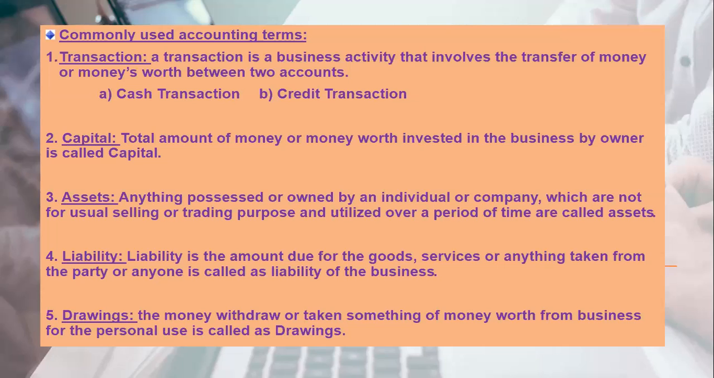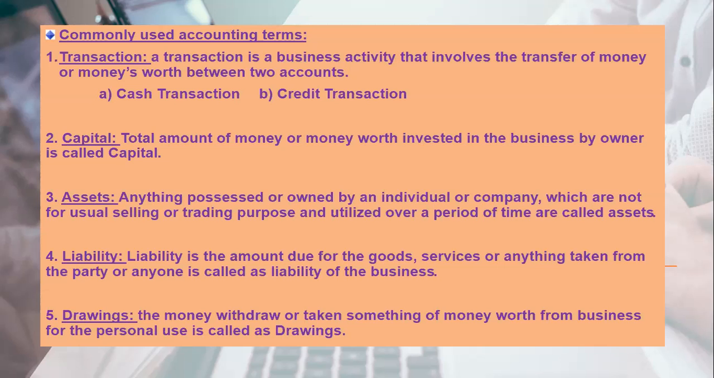Commonly used accounting terms. The first one is transactions. Each and every day, transactions need to be recorded. That is, all money transactions will be recorded. Here it changes the organization's financial position. So everyday transactions will change the financial position of the organization.